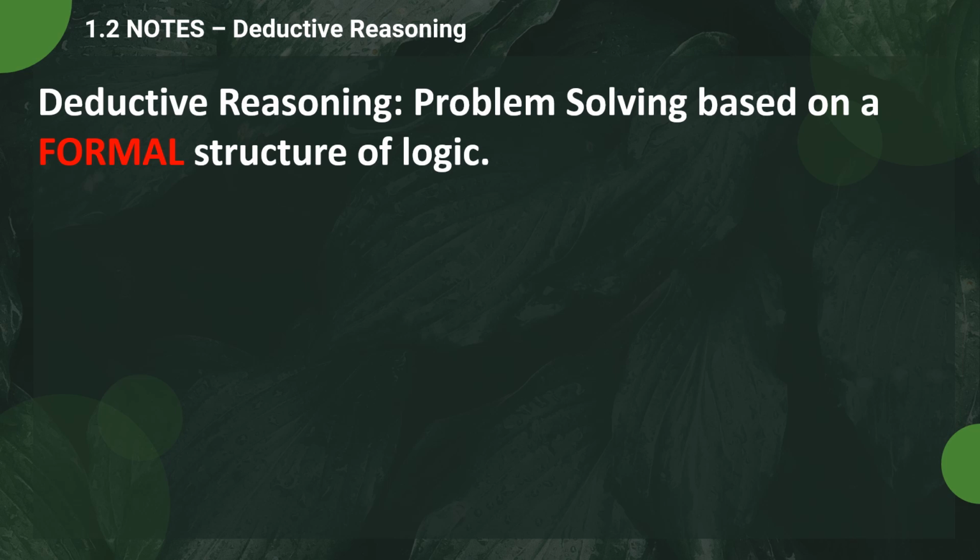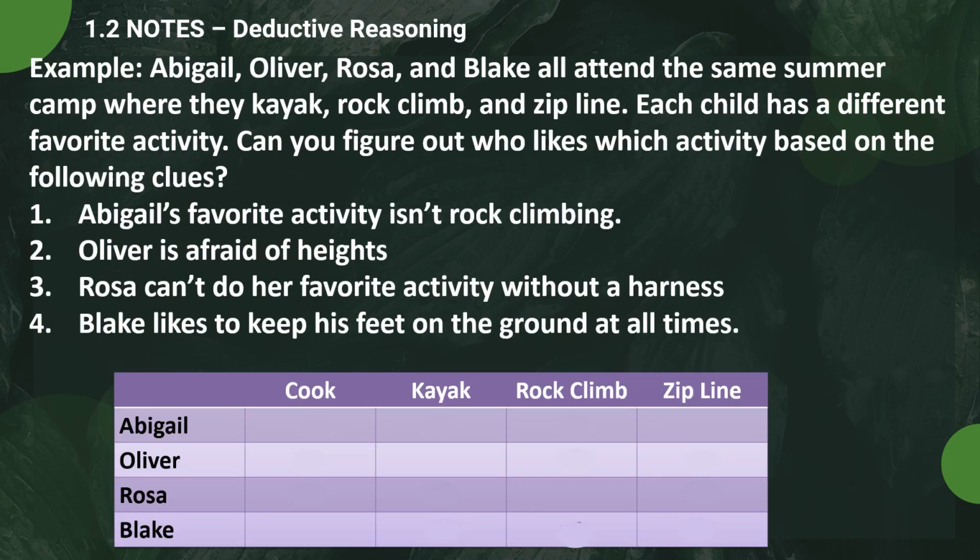So problem solving based on a formal structure of logic. So let's take a look at one of these. So here's an example. Abigail, Oliver, Rosa, and Blake all attend the same summer camp where they kayak, rock climb, and I forgot in here. It should say cook, kayak, rock climb, and zip line. Sorry about that. Each child has a different favorite activity. Can you figure out who likes which activity based on the following clues?